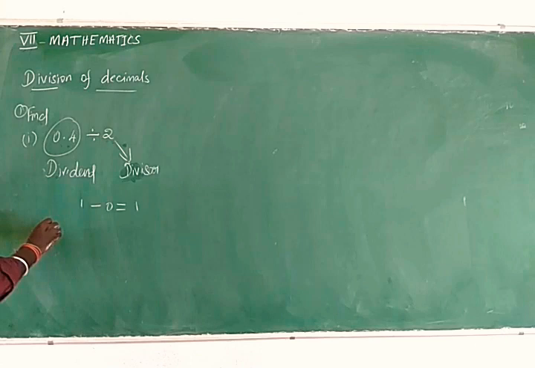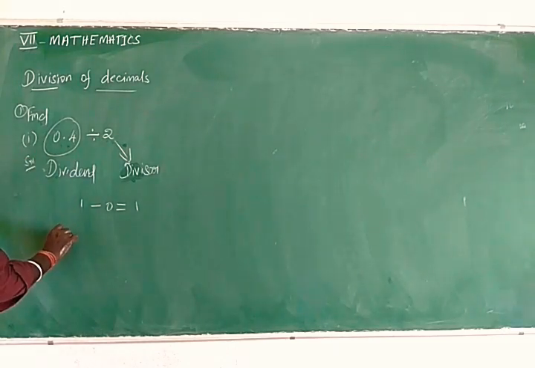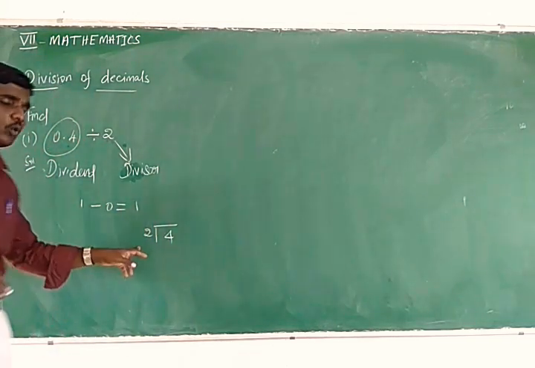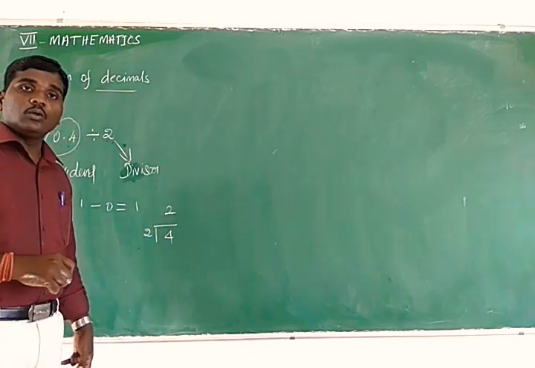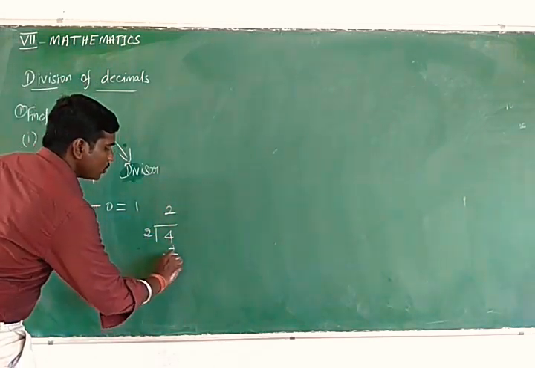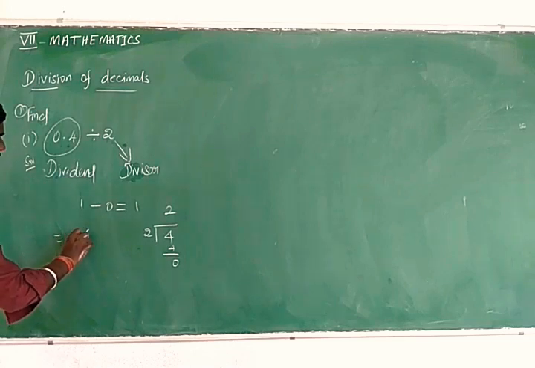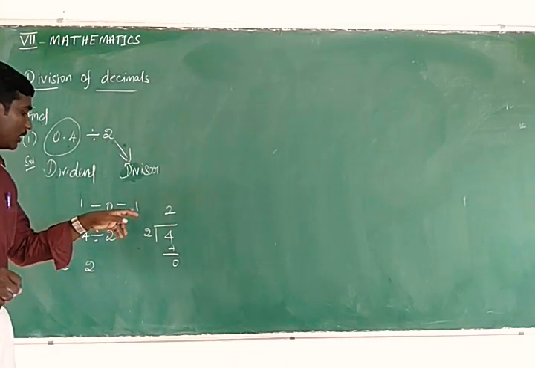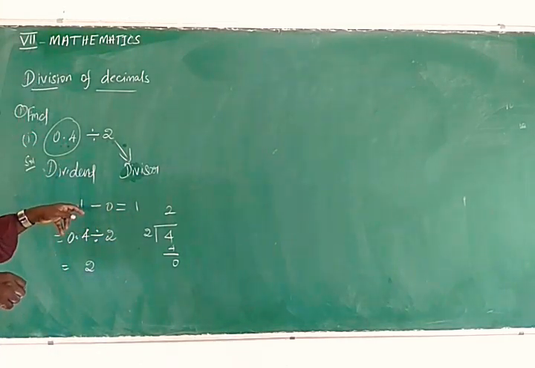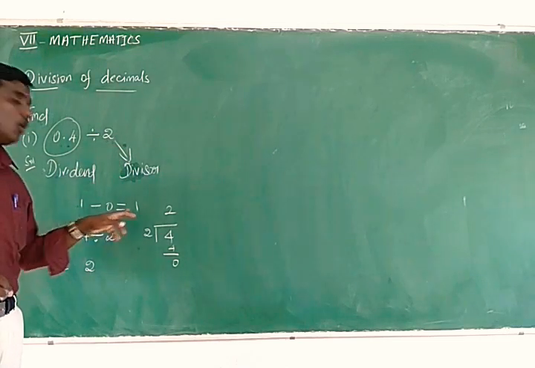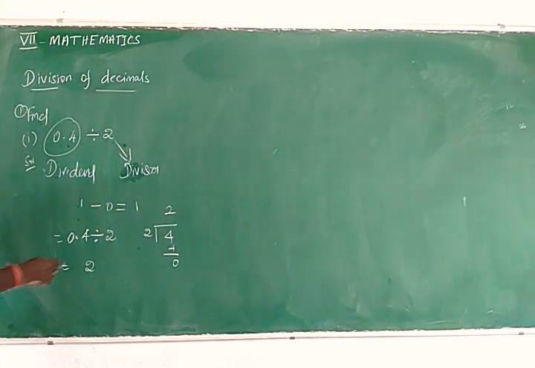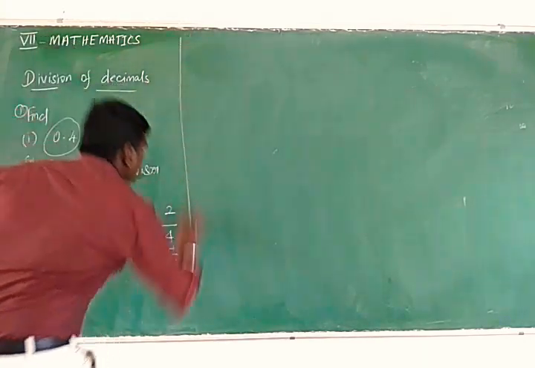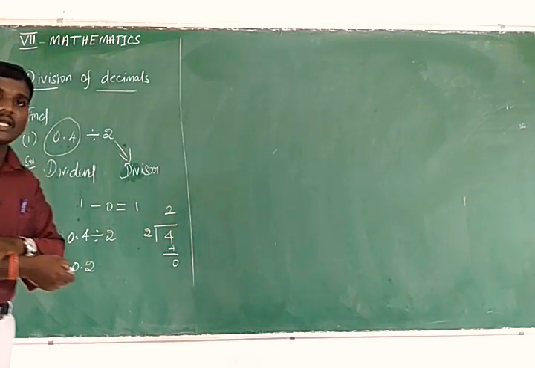Now divide. I will divide 4 without the decimal. 4 divided by 2. How many 2s in 4? 2 twos are 4, so the remainder is 0. So 0.4 divided by 2 is equal to 2. Here there is 1 decimal, and here no decimal, so 1 minus 0 is 1. So the decimal is placed after 1 digit from the last digit. So the answer is 0.2.